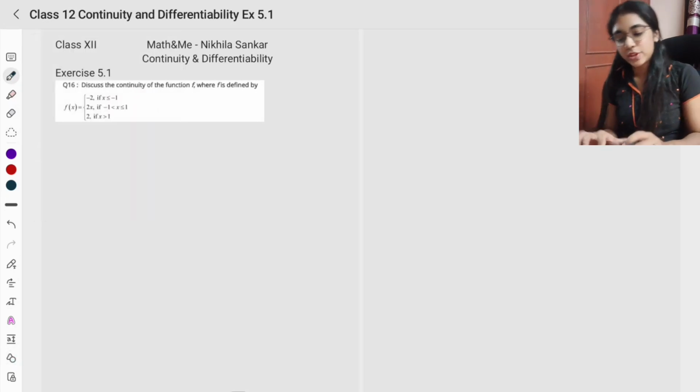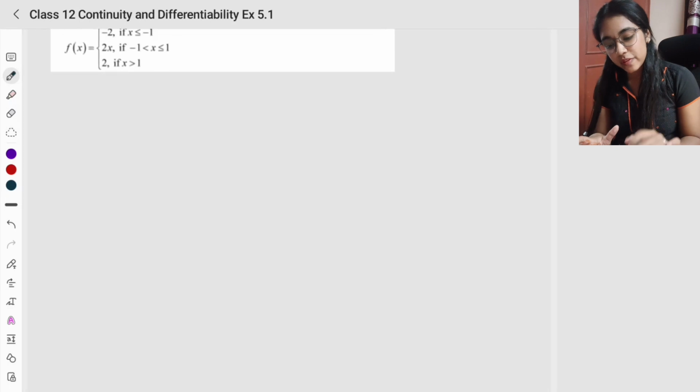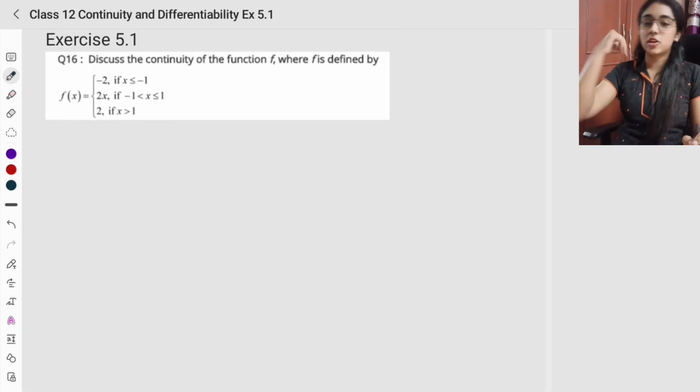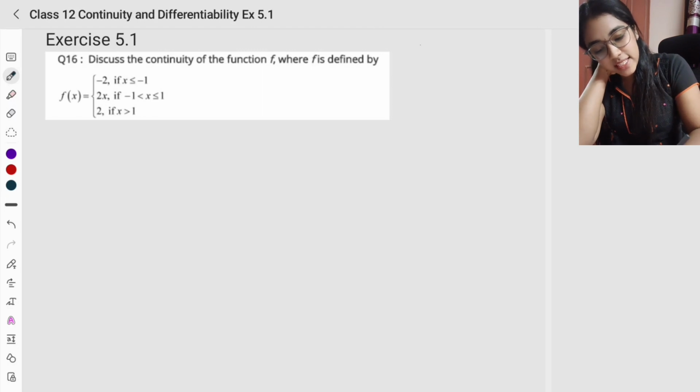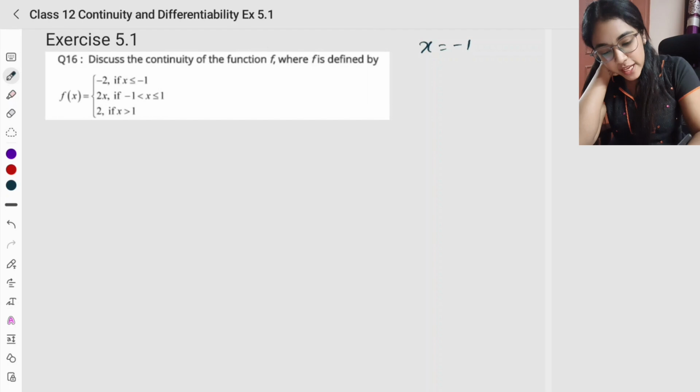Moving on to the next question. இப்போ 16th question. 16th question is also very very similar. So இப்போ first என்னென்ன cases பார்க்கணும் நம்ம. You see that x is less than or equal to -1. X is also greater than -1. So first x is equal to -1 case பார்க்கணும், for which you have left hand limit and the right hand limit.